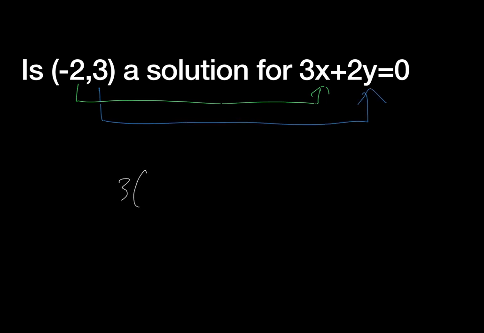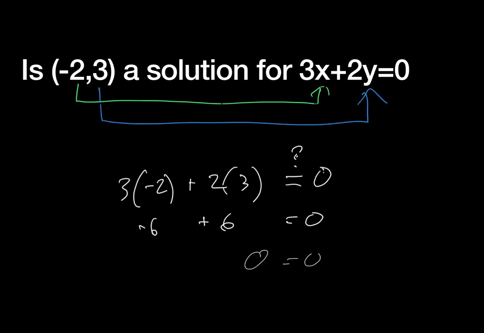So I'll have 3 times negative 2, which is 3 times x, plus 2 times 3, 3 was the y. And I'm going to find out, does that equal 0? Well, negative 6 plus 6 equals 0. 0 equals 0. I need to answer the question, yes. Negative 2, 3 is a solution. So again, going back and making sure you're actually answering the question. The math is one part, but then answering the question is a big component of that as well.